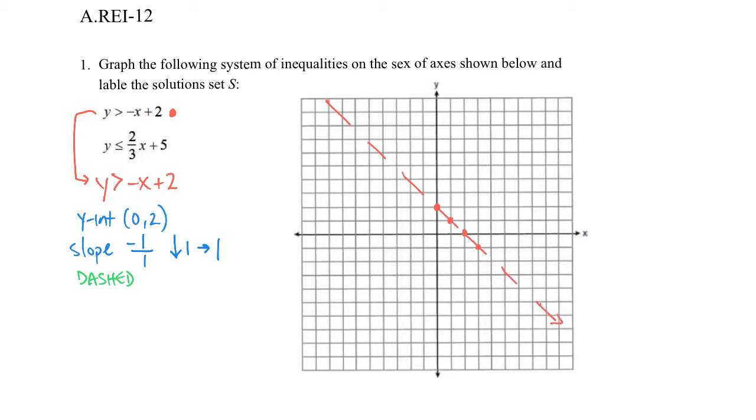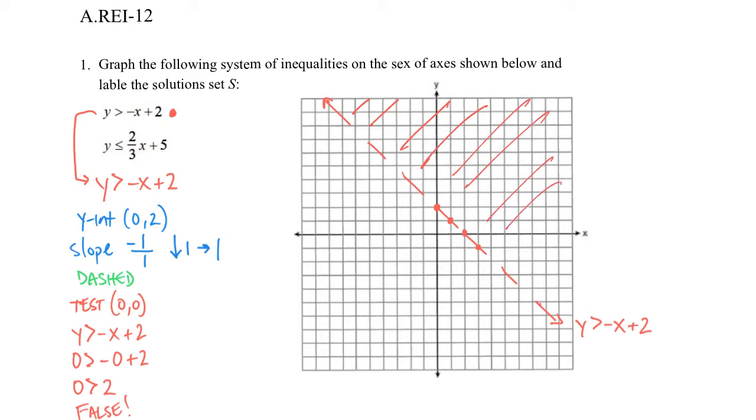Okay? And now it's very important that I label, since there's going to be more than one graph on here. Okay, let's figure out which way to shade. So I'm going to test (0, 0). So y is greater than negative x plus 2. Plug in. 0 is greater than 2. That's false. Okay, so here's the point (0, 0), and we are going to be shading the other side. So we're going to shade this side. Okay, so this one is done.